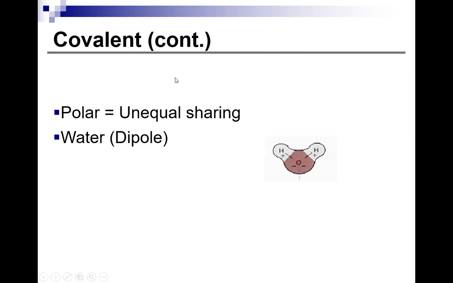If you have unequal sharing, that's going to create what's called a polar covalent compound.